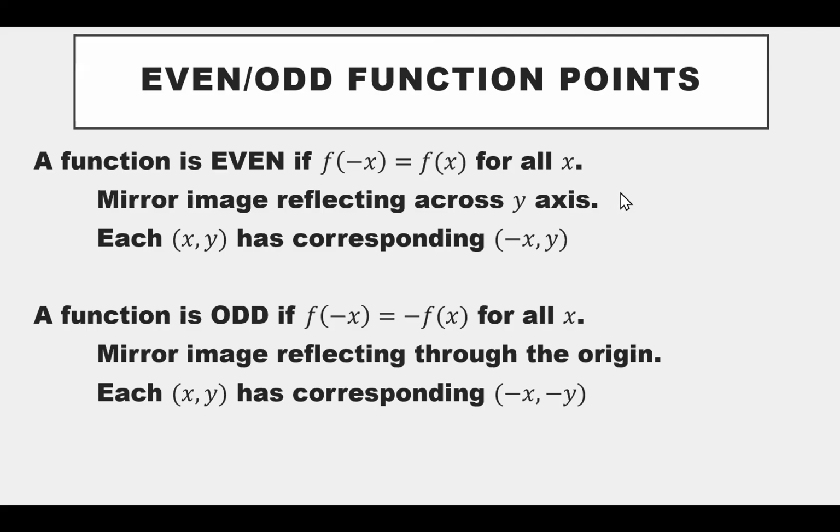Now we've seen the algebraic approach, which we found by plugging in -x into the function. And we've seen the graphical approach where we just graph the function and look at corresponding ordered pairs. So either way you can use to find if a function is even or odd, or neither.